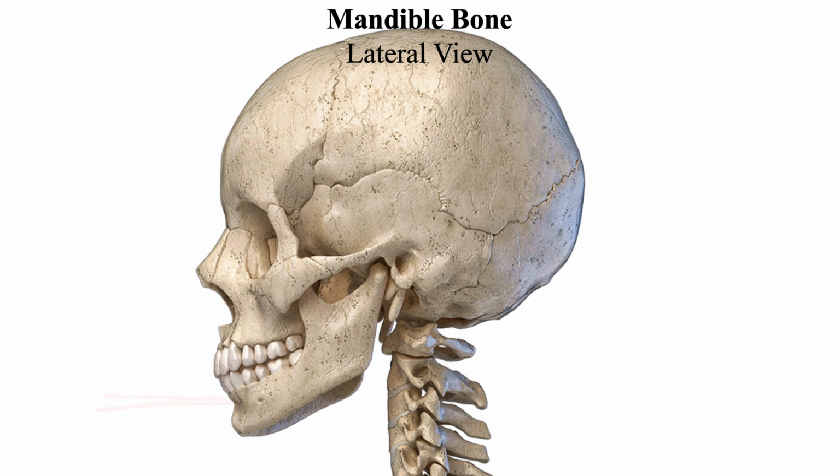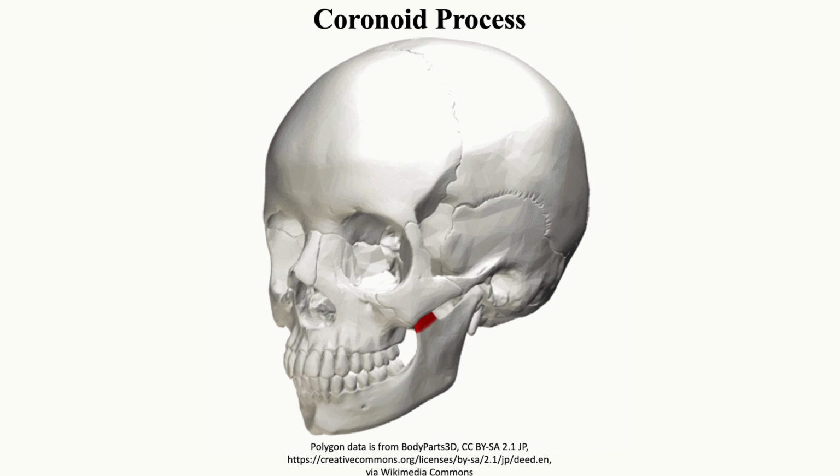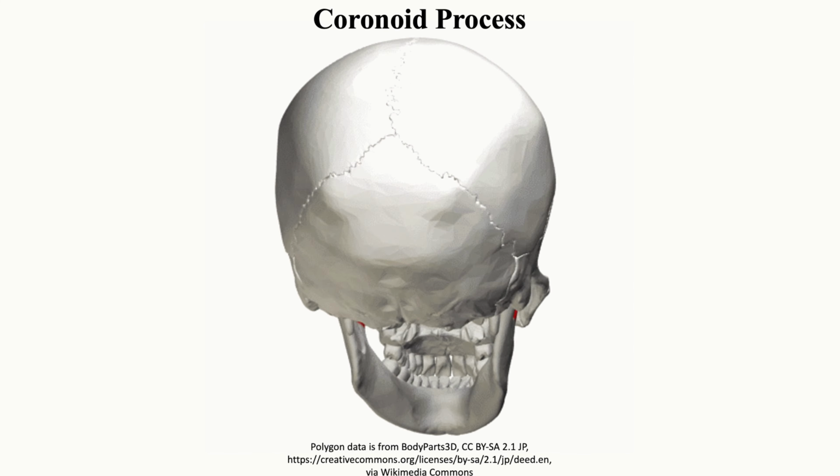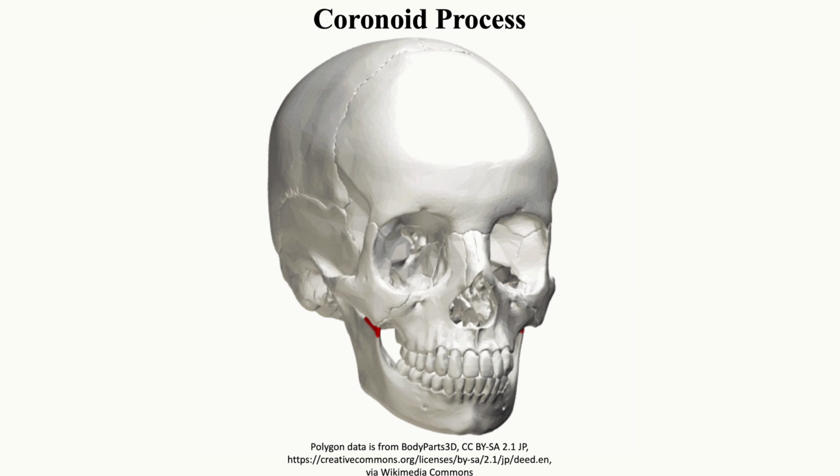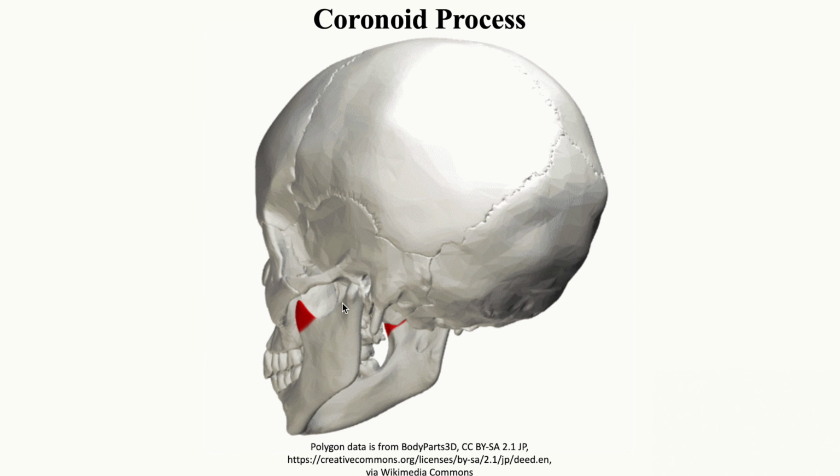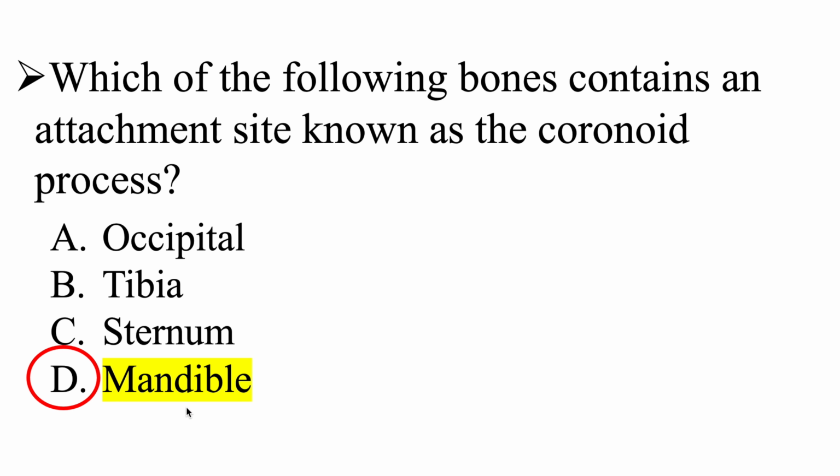So here we have the lateral view of the mandible bone. And on this mandible bone, we have a bony feature known as the coronoid process. So it's going to be this shaded area that is in red. So right here we have the coronoid process, and this is going to serve as an attachment site for the temporalis muscle. The temporalis muscle is going to originate at the temporal fossa, and it's going to insert into this coronoid process of the mandible. And it's going to give the mandible the ability to move upward, backward, and side to side, giving us the ability to chew and bite down on our food. So this is the coronoid process, making the mandible the correct answer.